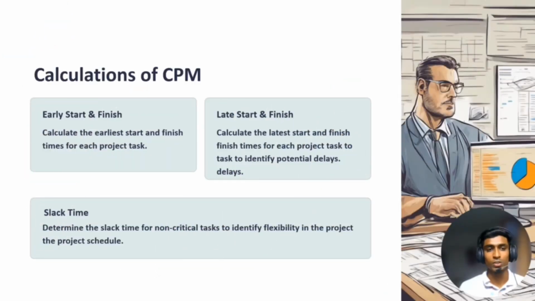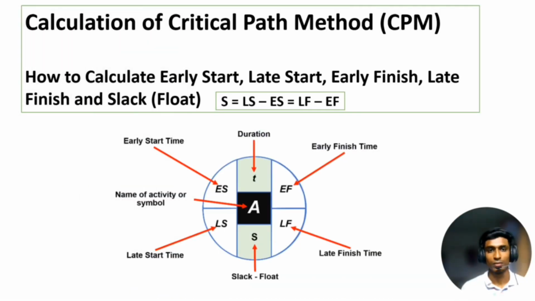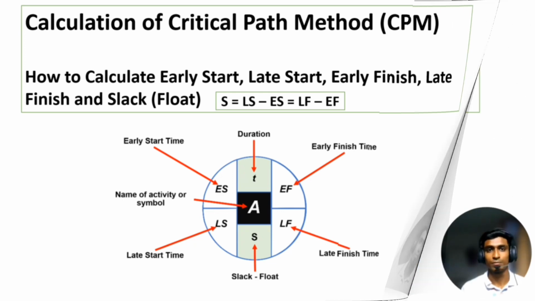Okay, now we will look at calculation of CPM. Alright, there are three types of calculation, which are early start and finish, late start and finish, and slack time. Okay, now we will look at calculation of critical path method called CPM. Okay, there are 7 elements in CPM such as early start time, duration, early finish time, late finish time, slack or float, late start time, name of activity or symbol.